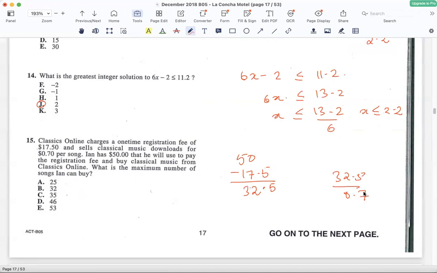So let's plug that into the calculator. 32.5 divided by 0.7. So that comes to 46.4. So the maximum that he would be able to buy is 46.